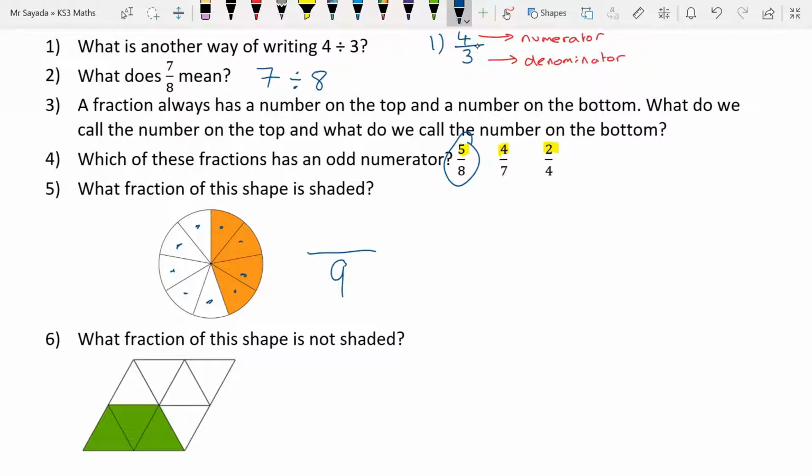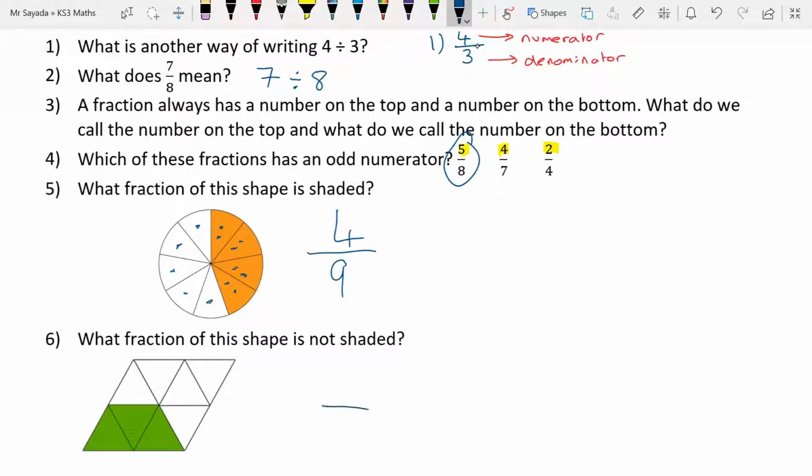What fraction of the shape is shaded? Well, how many of those parts are shaded? 1, 2, 3, 4. 4 of those parts are shaded. I put a second dot into each one to make sure I didn't count twice, to make sure I didn't miss any out. For the next one, what fraction of the shape is not shaded?